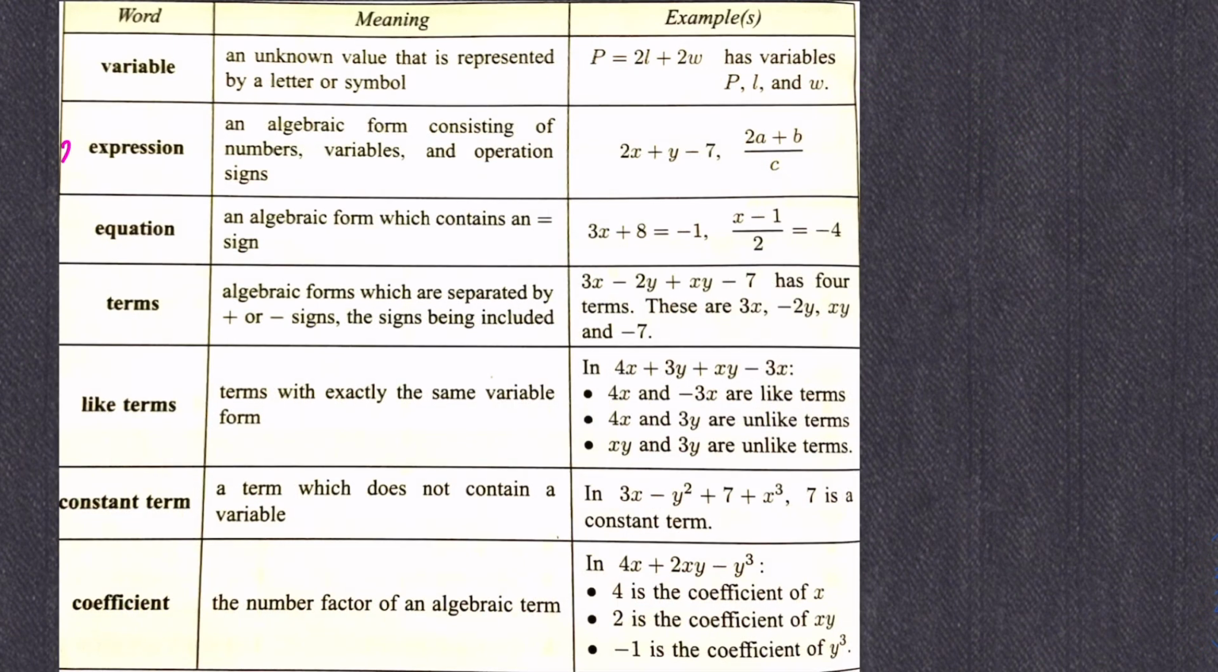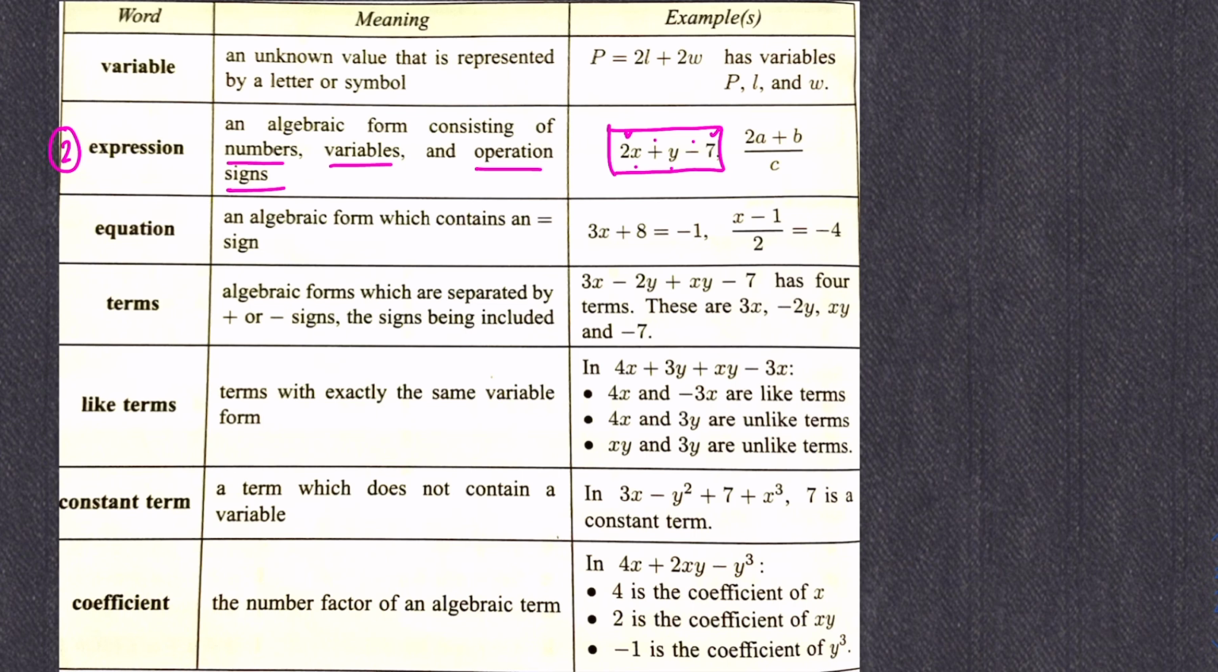Second key term we're going to look at is expression. Expression is an algebraic form consisting of numbers, variables, and operation signs. So it can contain numbers, variables, and operation signs. An example given to us says 2x plus y minus 7. So we've got the numbers, the 2 and the 7. We have the variables x and y, and we have the operation signs plus and minus. So this algebraic form, 2x plus y minus 7, is an example of an expression.